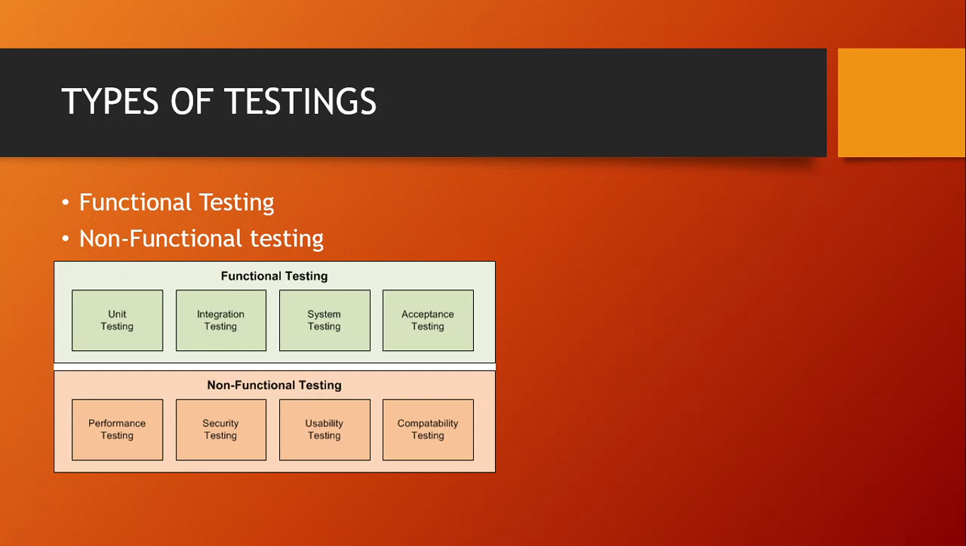Now, for functional testing, we have four examples here: unit testing, integration testing, system testing, and acceptance testing. While for non-functional testing, we have performance testing, security testing, usability testing, and compatibility testing. Now, I would like to give you an example between these two testing types.